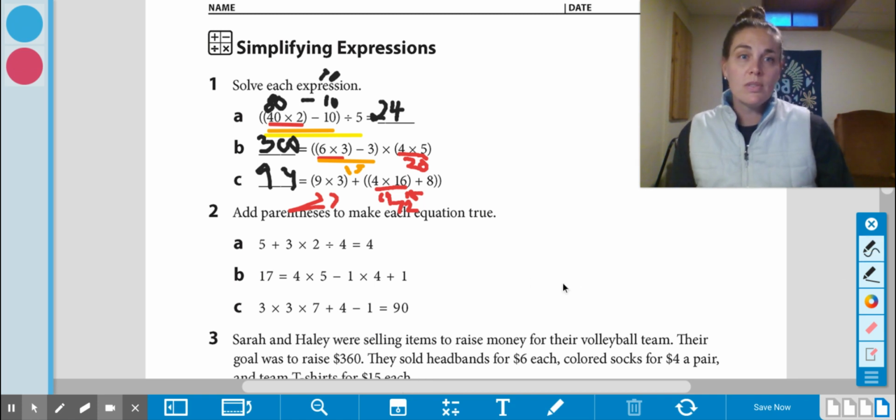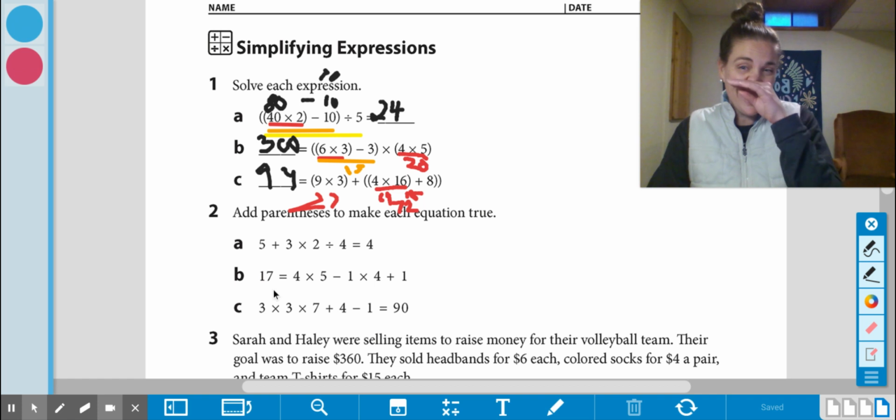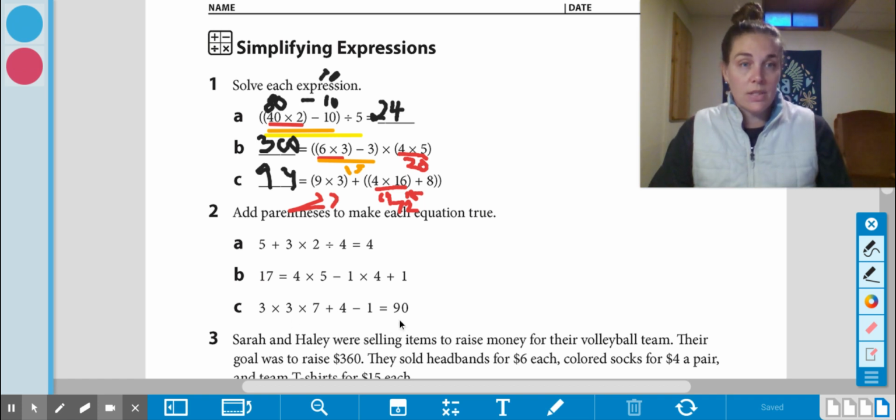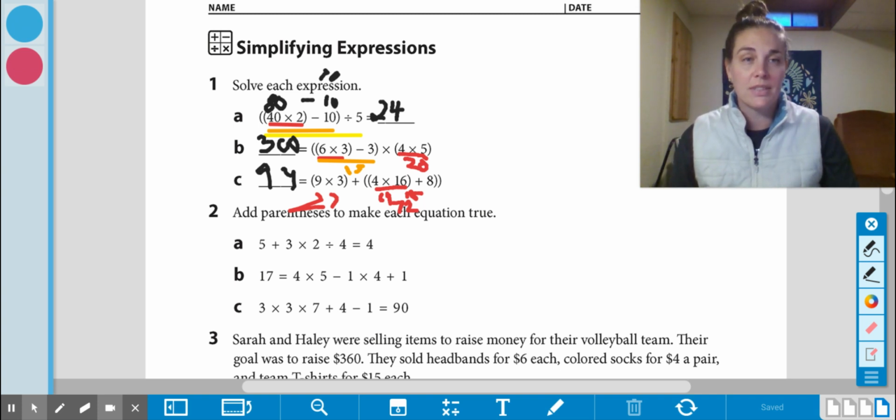All right, for number 2, it's asking you to add parentheses to make each equation true. So where would the parentheses need to go to make your answer 4? Where would they need to go on this side to make your answer 17? Where would they need to go on this side to make your answer 90? Remember that whether my expression is on the left, like it is here, or on the right here, I work left to right. So make sure as you put in your parentheses, you're remembering that part. Go ahead and work on that, and you're going to fill in your final solution for C. So go ahead and solve those.